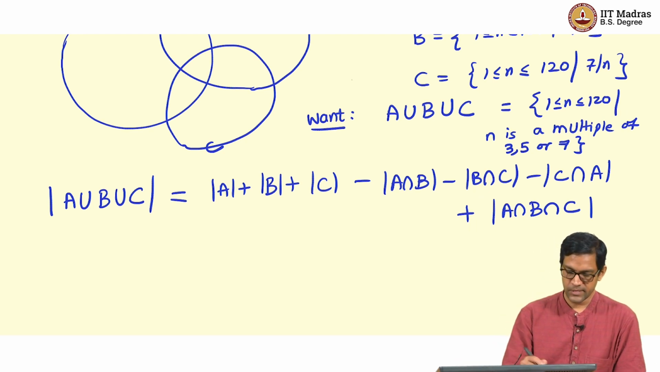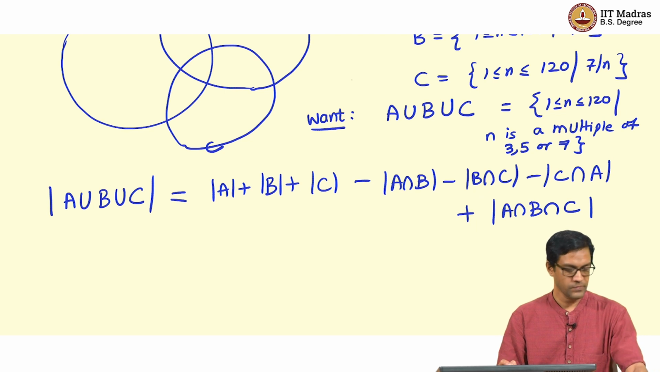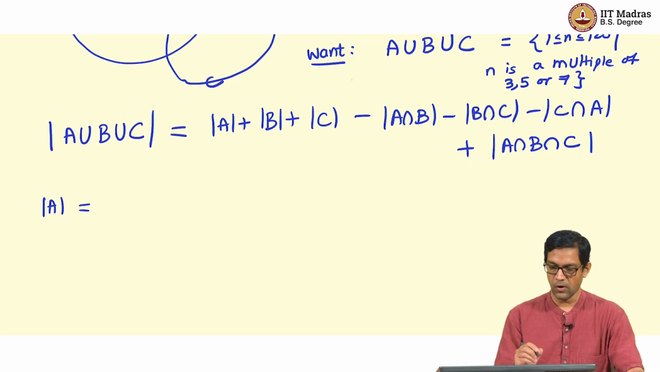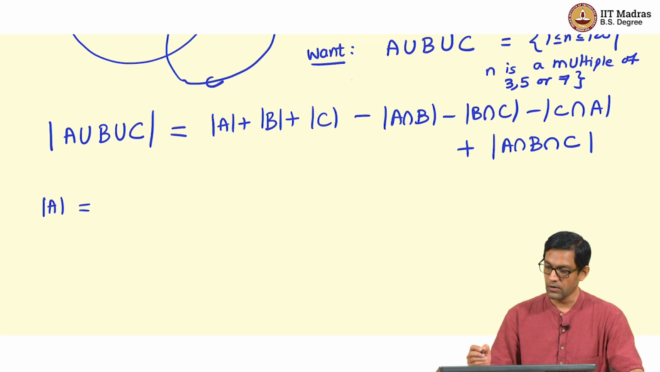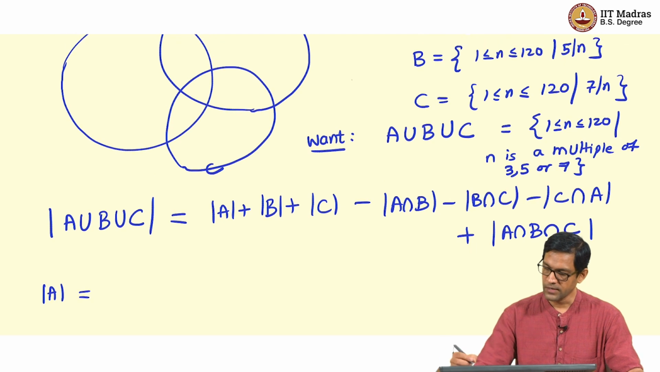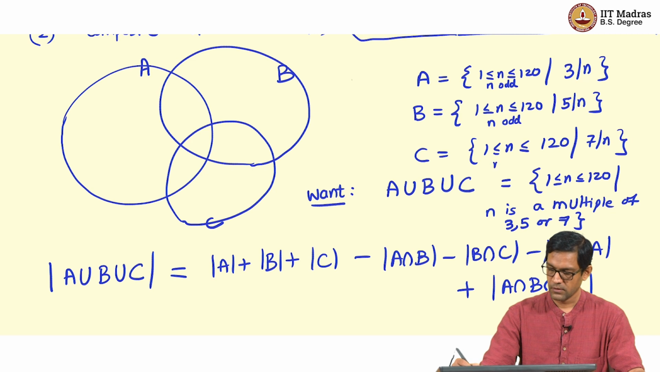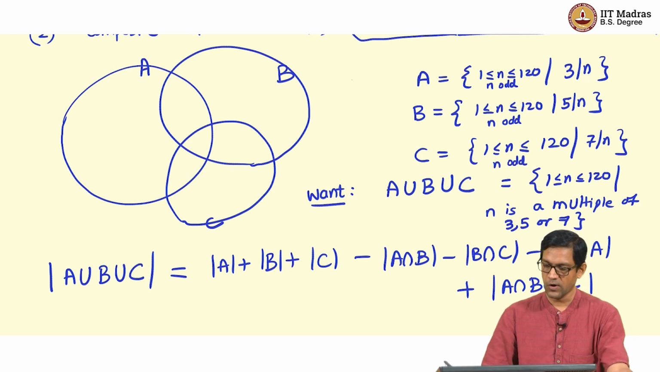Now how many odd numbers? We will do them step by step. First let us look at the cardinality of A. Remember A, B, C are all, oh I should have said odd numbers, sorry, let me change this here. A, B, C are all n from 1 to 120 such that n is odd. I already threw out the even numbers. So in all cases I am looking at odd numbers and multiples of 3, 5 or 7. Okay, n is odd.